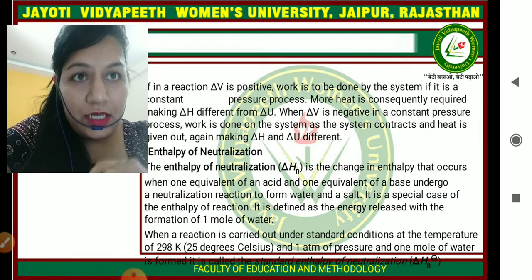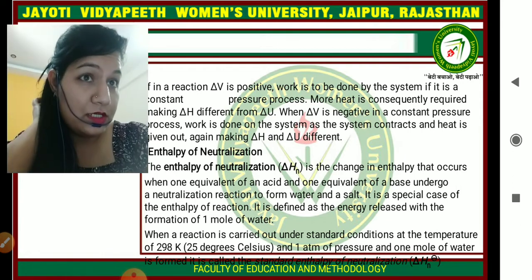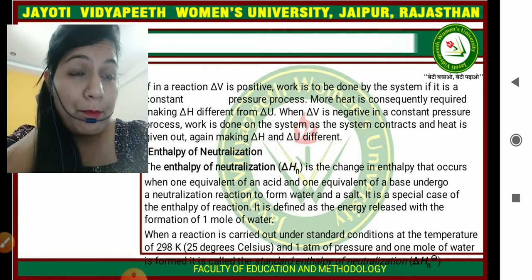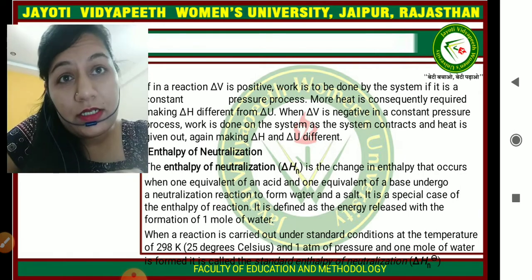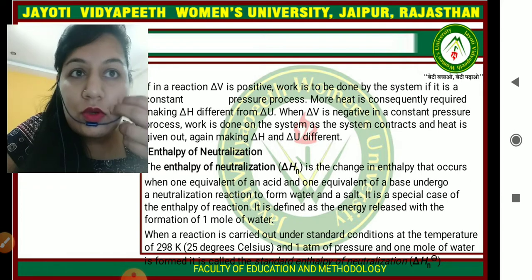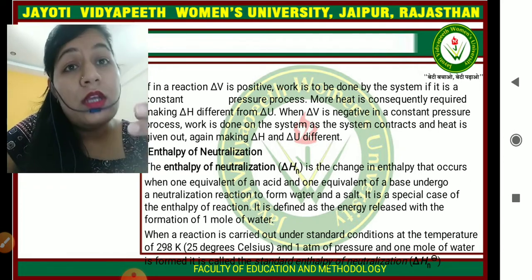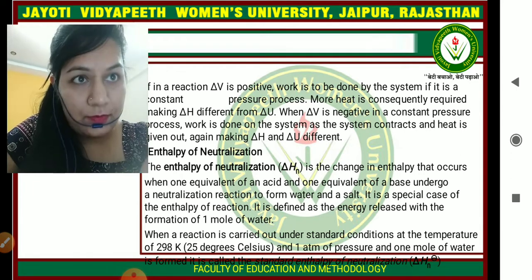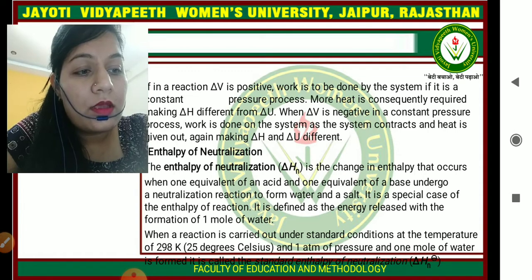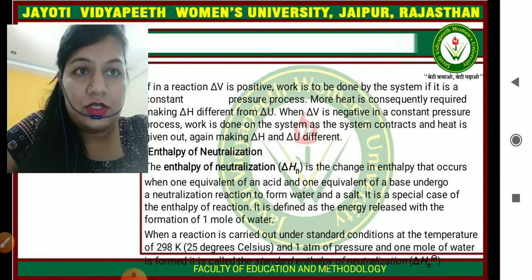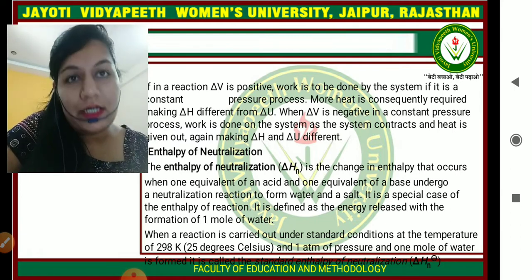If in the reaction del V is positive, the work is done by the system. And if del V is negative, the work is done on the system. So basically this tells whether the system is doing work or work is done on the system. So this is the work done at constant pressure and temperature. Now we have to learn about enthalpy of neutralization.